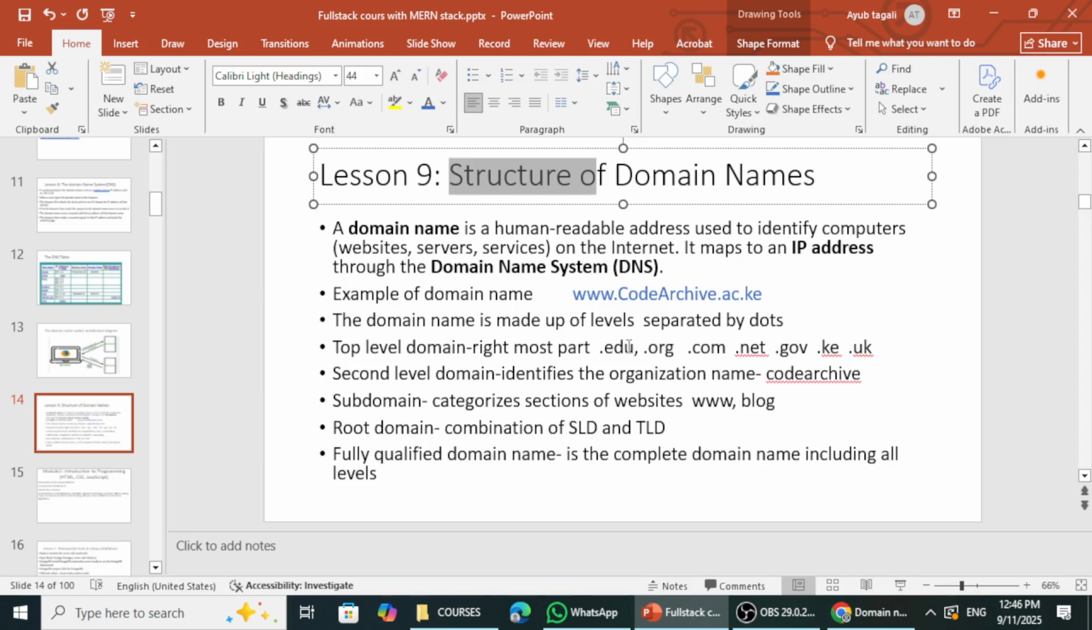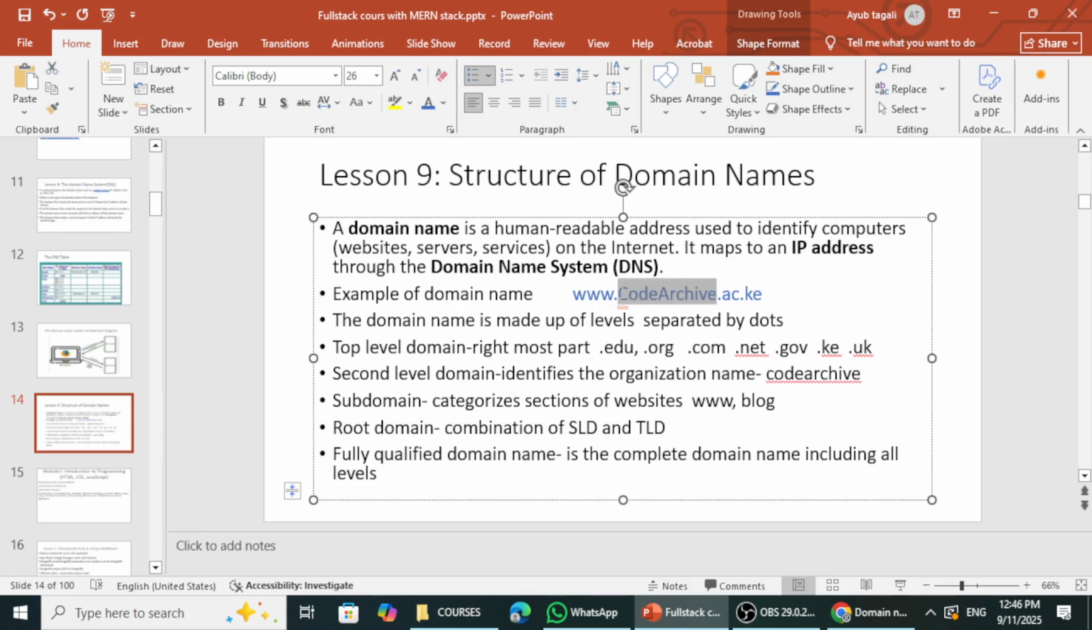Then we have the next part, which we call the second level domain, which identifies the organization name. When you look at this domain, we have this second part here, called codearchive, telling us which organization owns this domain name or website. Then we have the top level domain here, which has two parts: the first one, AC, identifies an academic institution, and then KE identifies the country code Kenya.